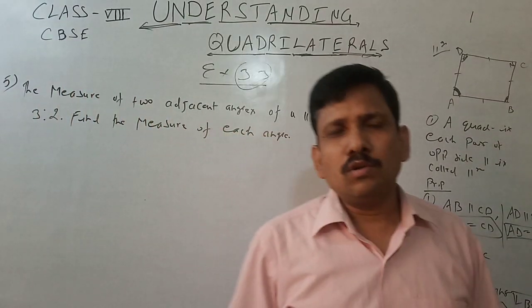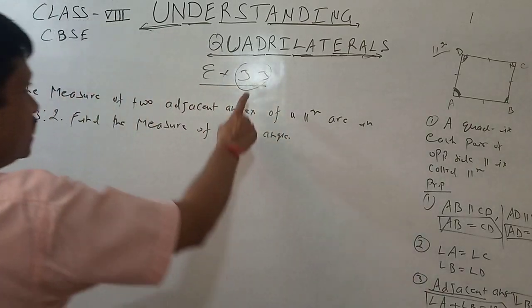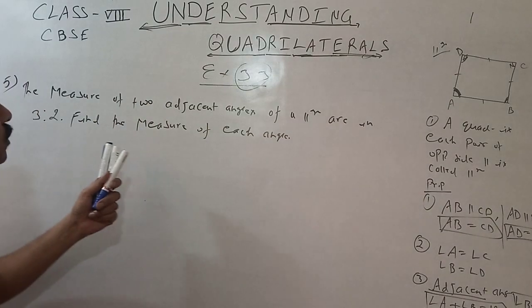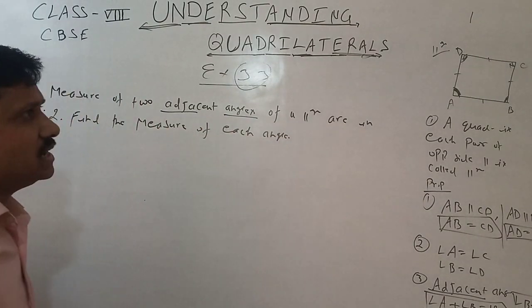Hello. Today we are taking the topic of understanding quadrilaterals, class 8, exercise 3.3, question number 5. It is an important question. The measure of two adjacent angles. First of all, understand the meaning of adjacent angle.